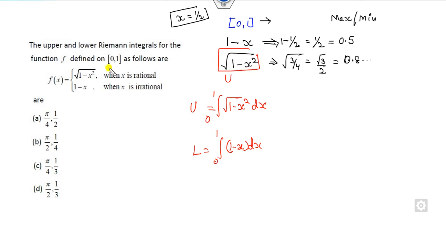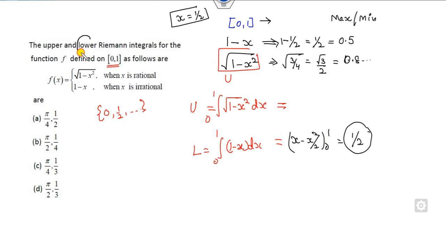There is no need to consider the partition of this, like 0, 1 over 2 or something. There is no need to think about that. So I can solve this integration easier. It is x minus x square by 2, which is my half. So the lower is my half. There is only one option, so the rest of the options are cancelled.